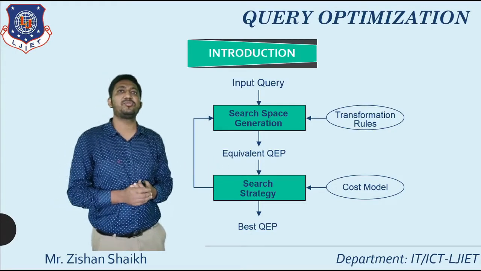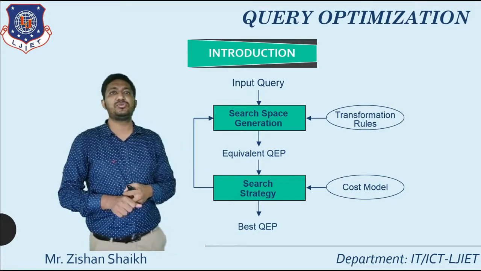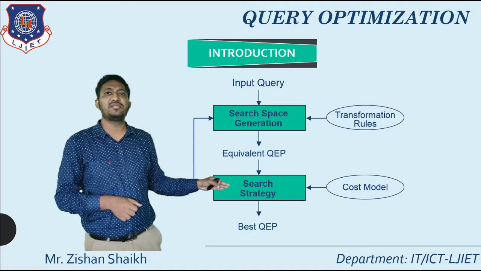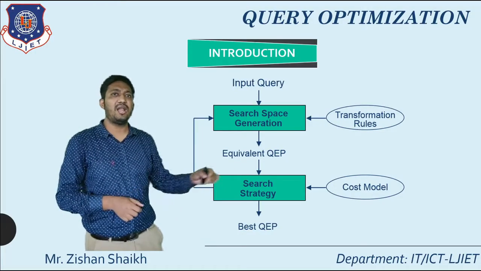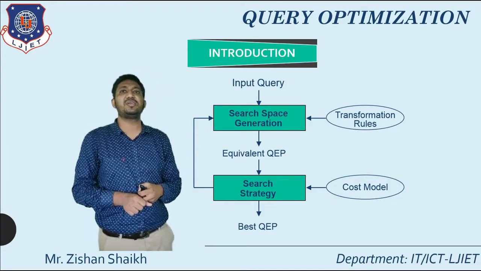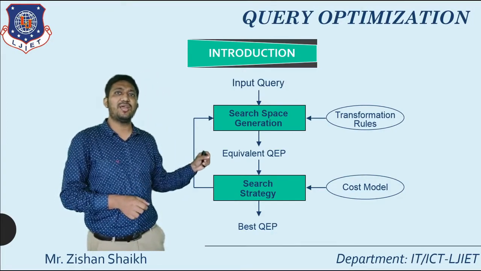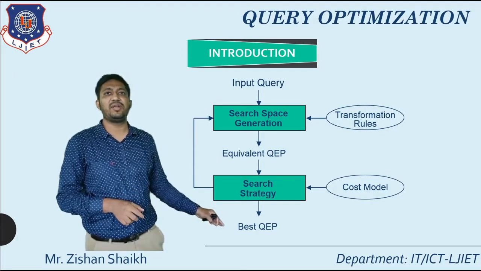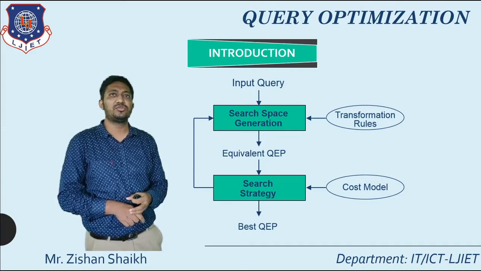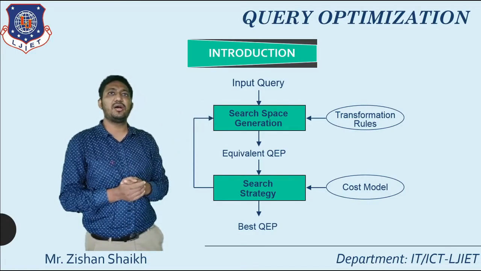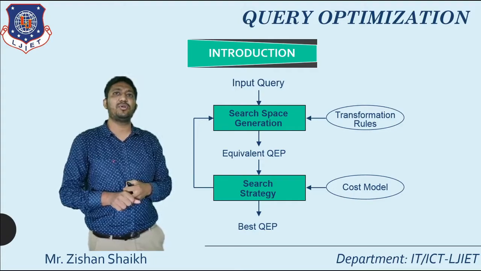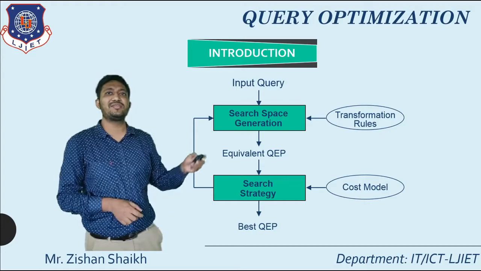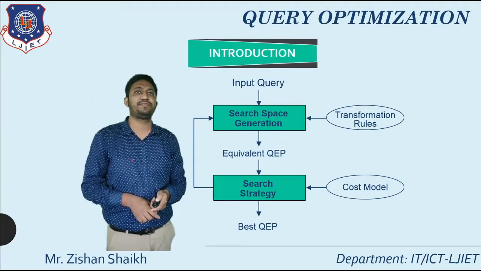Now we have a number of execution plans. From that, how can we choose the effective query execution plan? That will be decided by the search strategy. With the help of the cost model, the search strategy will define which particular query execution plan will be used for the final execution, and that will be our best query execution plan. So ultimately we can say that our query processor takes a fragment query as input and gives the best query execution plan. Now let's discuss all these steps one by one.